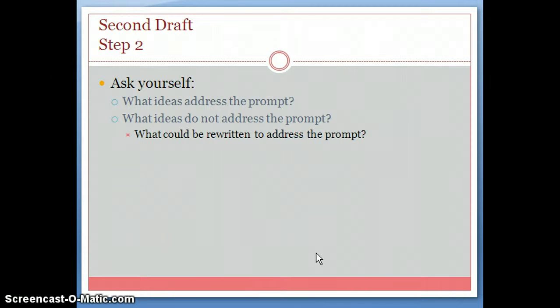Okay, now I look at all this I've written from my free write, just trying to get things on paper and out of my head. Now I start to carefully look at what ideas address the prompt, what ideas do not address the prompt, and of those ideas, what could be rewritten to address the prompt.